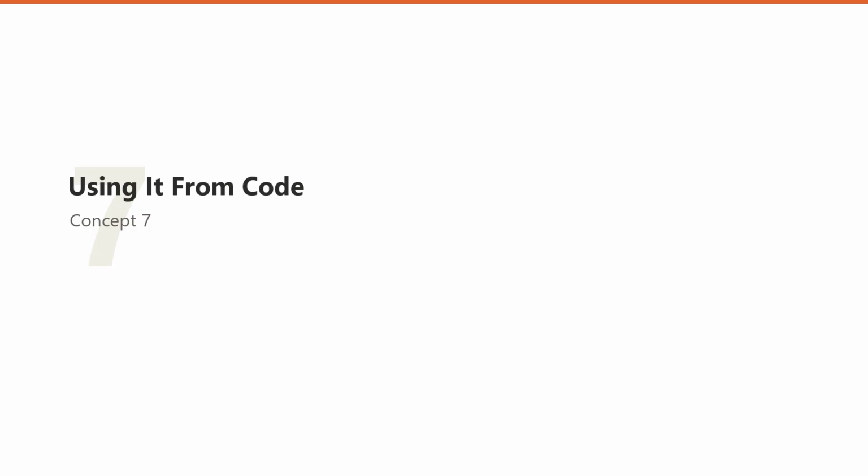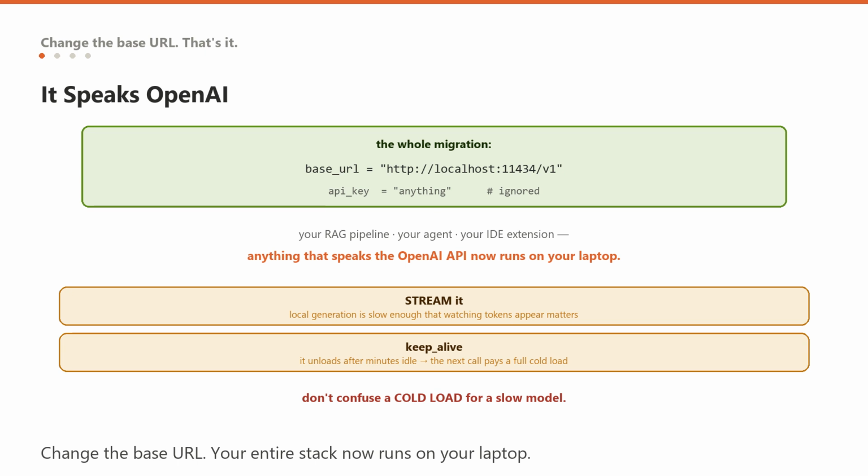Concept 7. Building on it, and the one line that matters. Ollama serves an HTTP API on localhost port 11434. It has its own native endpoints, /api/generate and /api/chat, which are simple and fine.